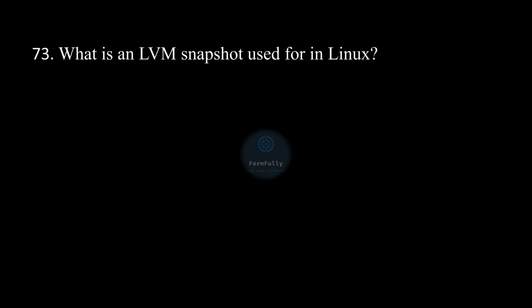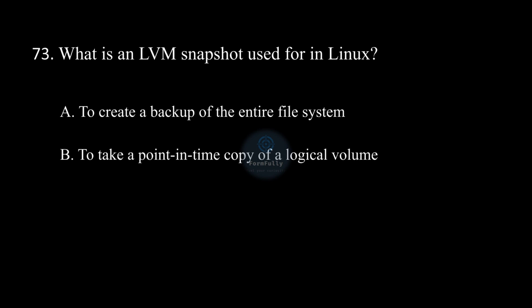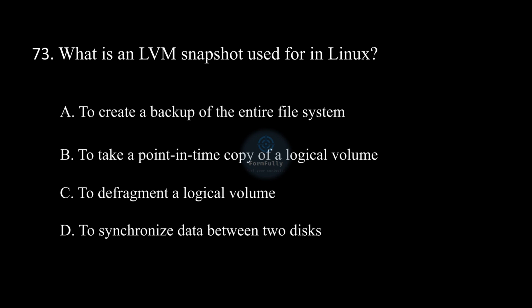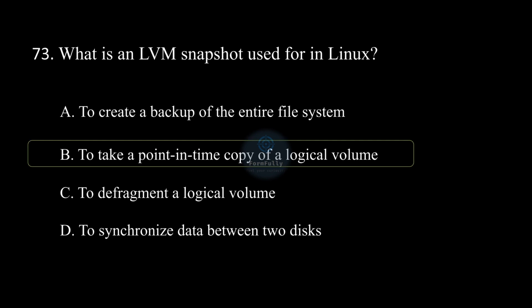What is an LVM snapshot used for in Linux? Options are to create a backup of the entire file system, to take a point-in-time copy of a logical volume, to defragment a logical volume, to synchronize data between two disks. So the correct option is B. An LVM snapshot is used to take a point-in-time copy of a logical volume. This can be useful for backup purposes and data consistency.